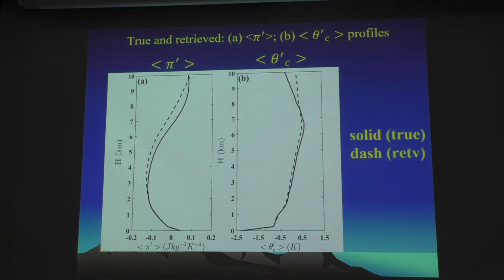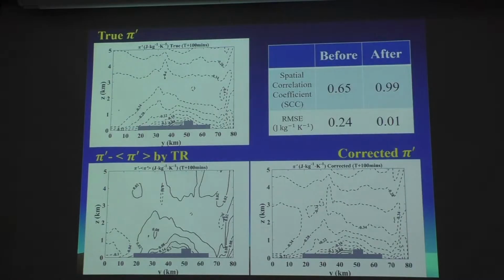Now this is a result from an idealized case. This shows the true and retrieved pi prime and theta-rho prime horizontal average profiles. The solid line is the truth and the dashed line is the retrieval. You see the retrieved result agrees with the truth very well. And then we can use this profile to correct the retrieved deviation.